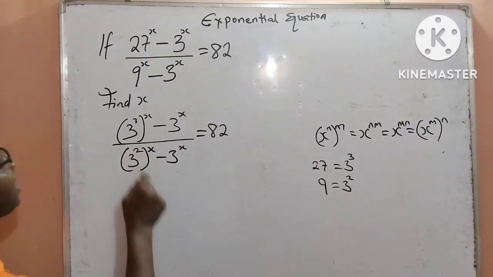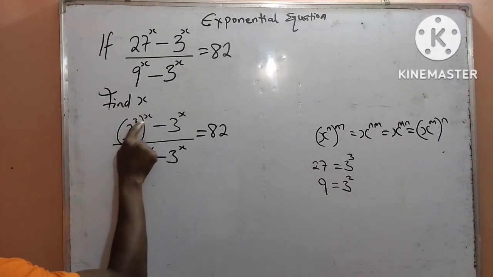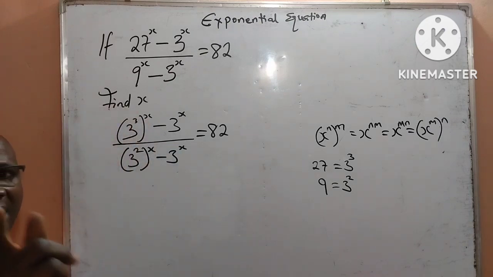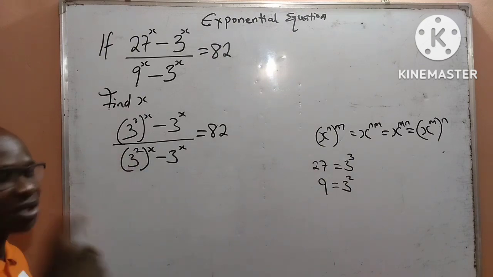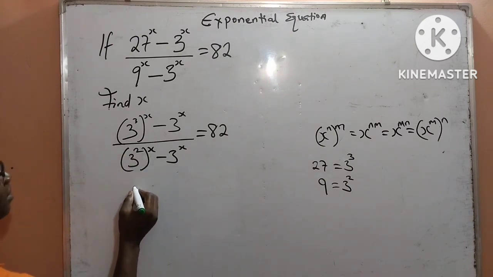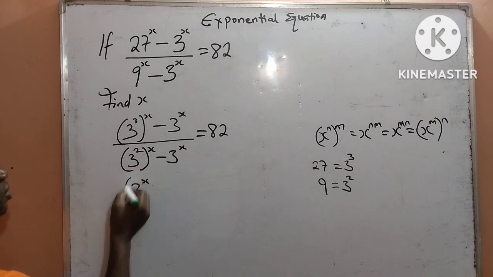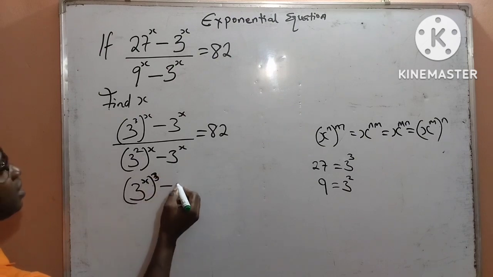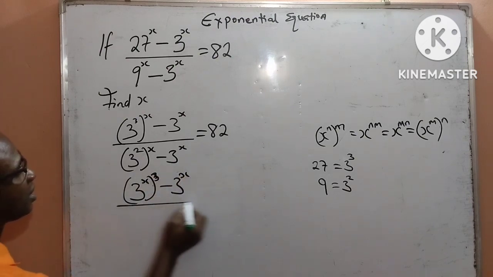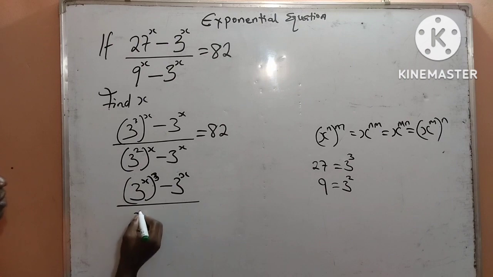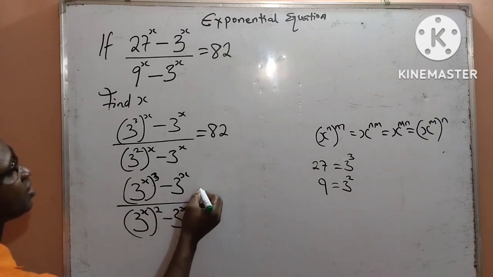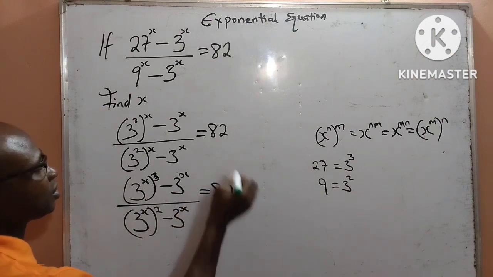That implies I will now interchange the position of these powers. I will move x into the bracket and 3 outside the bracket, and do the same at the denominator. Doing that, I will now have (3^x)^3 − 3^x, divided by (3^x)^2 − 3^x for the denominator. Everything now is equal to 82.